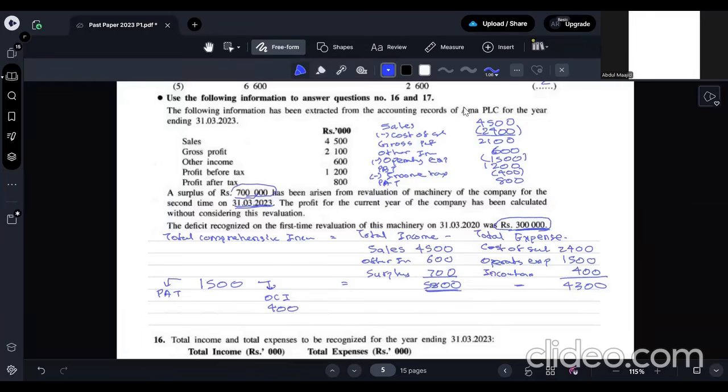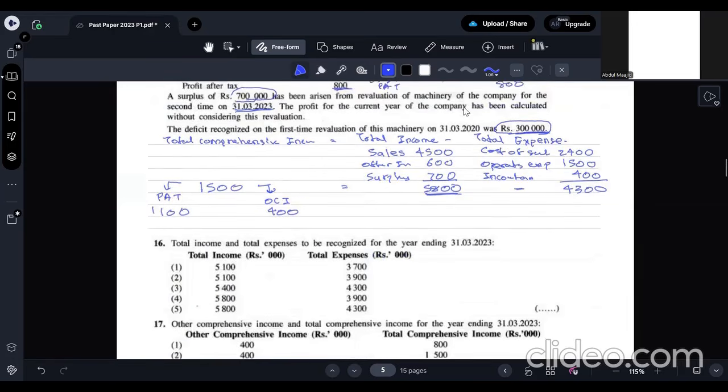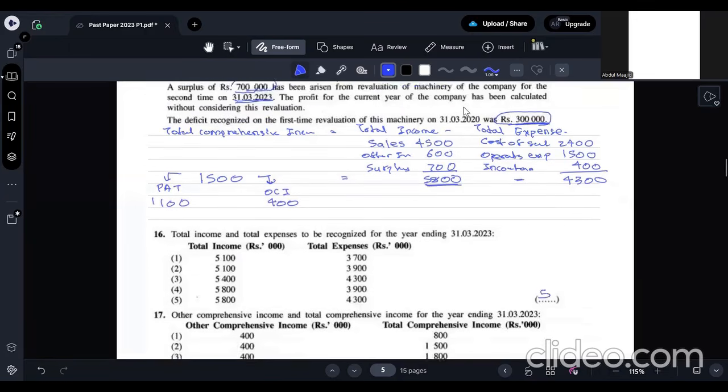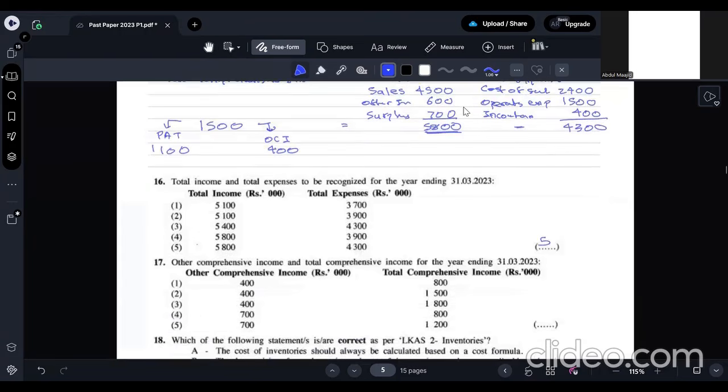Then how much will be your profit after tax? That is 1,500 minus 400. Your correct profit after tax after considering the revaluation will be 1,100. This profit after tax is wrong. Okay, so then total income 5,800, total expense 4,300, that is answer number 5. Other comprehensive income 400 and total comprehensive income 1,500, that is answer number 2. Okay, then the 18th one.